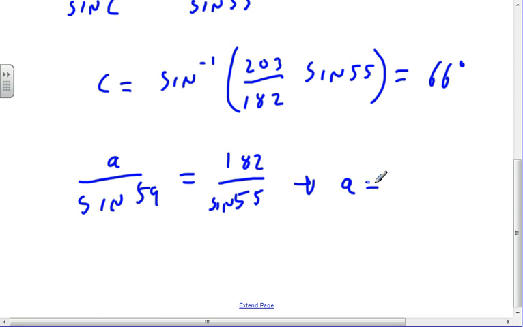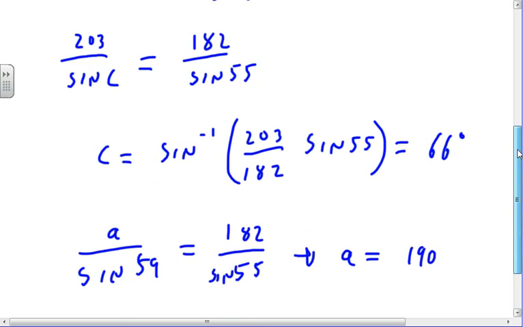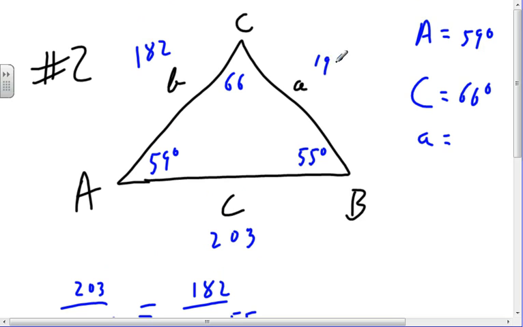Little a divided by sine 59 equals 182 divided by sine 55, implying that a is equal to sine 59 divided by sine 55 times 182. Boom, 190. Now that's a perfectly okay answer. But we have to ask ourselves, is there a possibility of a second answer, because we're in section 2 of the stupid book? They may have put a ringer in there for us.